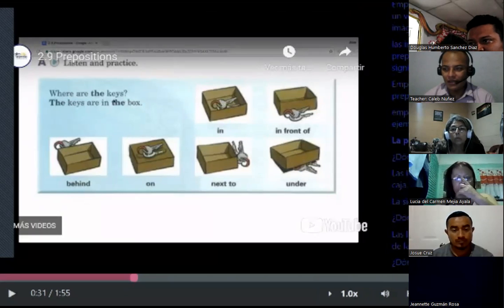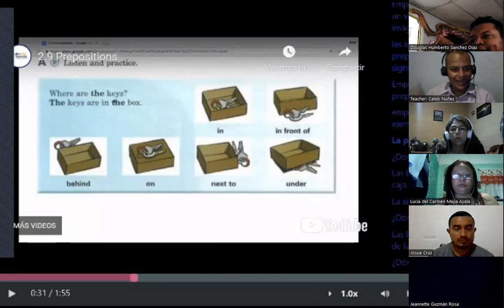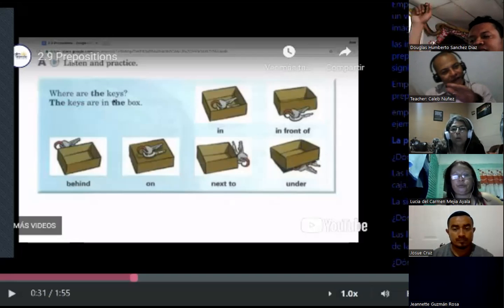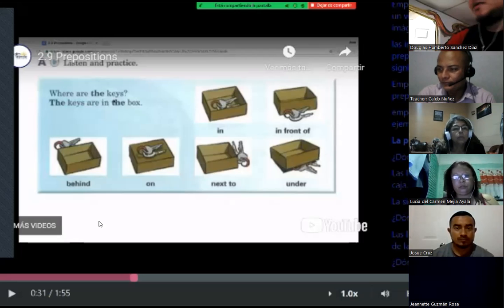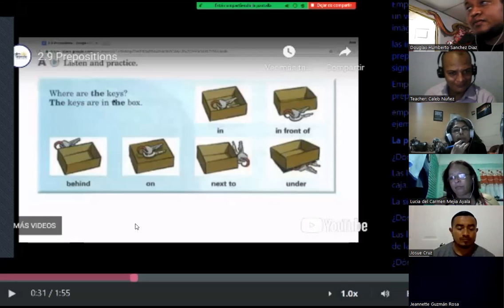Cada una es una preposición, right? Cada una indica un lugar diferente, right? Adentro, in. Enfrente de, in front of. Atrás, behind. Encima, on. A la par de, next to, y debajo, under. Very well. Any question so far? So far so good.